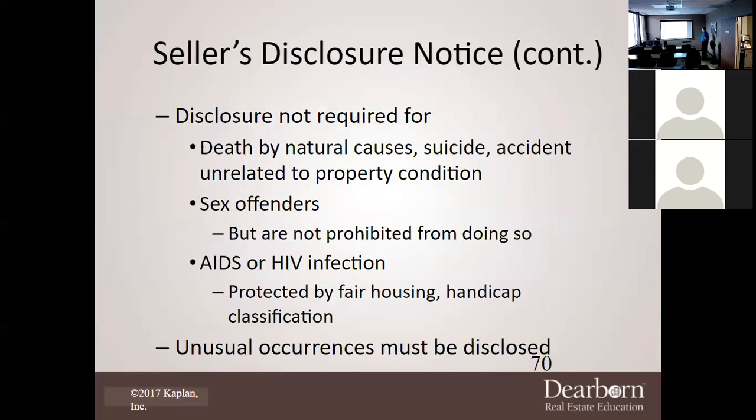Again, disclosure is not required for death by natural causes, suicide, or accident unrelated to property condition. Disclosure is also not required for sex offenders, but the seller is not prohibited from doing so. You don't have to tell them, but you're also not prohibited. And again, this is the seller, not you as the agent. If they have AIDS or HIV, you cannot disclose. They are a protected class under Fair Housing, and they are classified as a handicap classification. Again, unusual occurrences, though, must be disclosed.